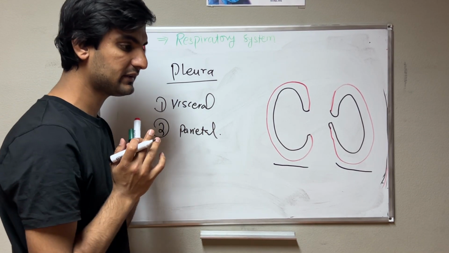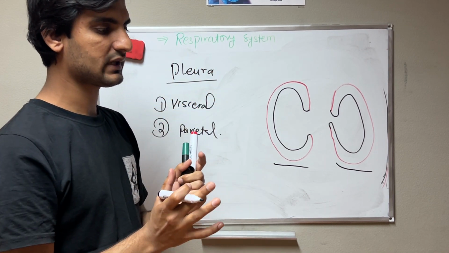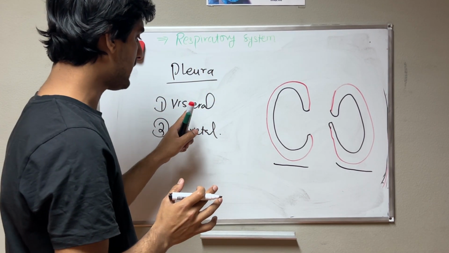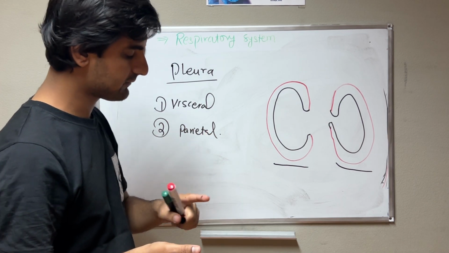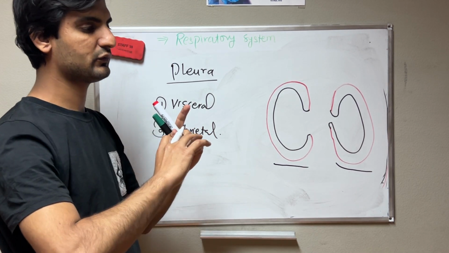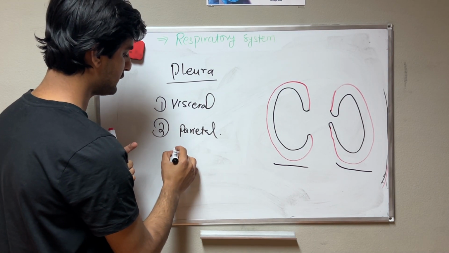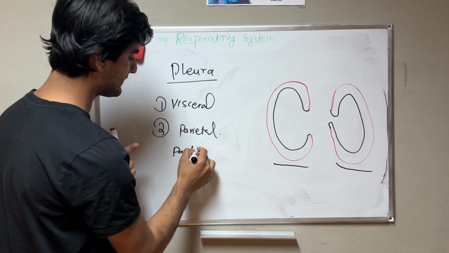Visceral pleura means the innermost covering of the lungs. Okay, and it is directly connected. Then parietal, we have connection with the external structure of the lungs. Okay, we need to know about the parts of parietal.